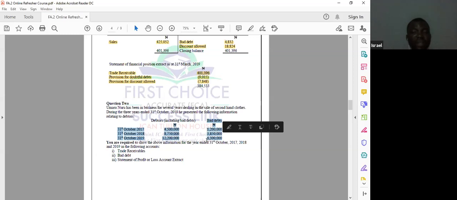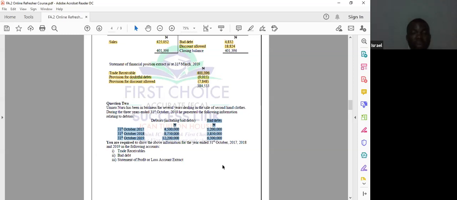The figures are 3,850, 6,000, and 300,000. These are the provision for bad debt as at October 2017, October 2018, and October 2019. You are required to show the above information for the years ended 31st October 2017, 2018, and 2019 in the following accounts. So I expect you to prepare 3 accounts: the trade receivables account, the bad debt account, and the statement of profit or loss account extract. It means that we are not preparing the full profit or loss account. What you are expected to prepare is just the extract.